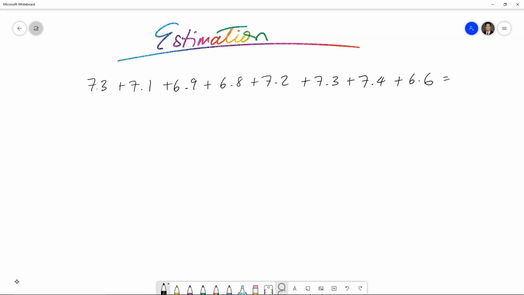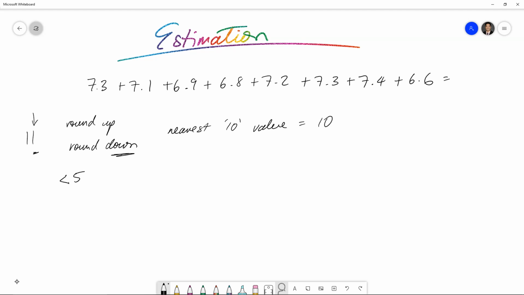Now, rounding things off, if I had an 11 and I round off to the nearest 10, we're going to look at this significant figure. That's going to indicate whether we should round up or round down. Because it is less than 5, we're going to round down. So then the nearest 10 value is going to be 10.